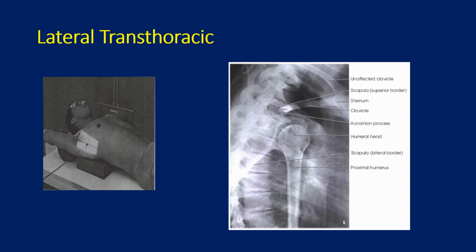The lateral transthoracic view is a lateral view where the unaffected arm is raised and the beam goes through the thorax and the affected humeral head. You can see the humeral head and the neck very well to rule out any fracture.